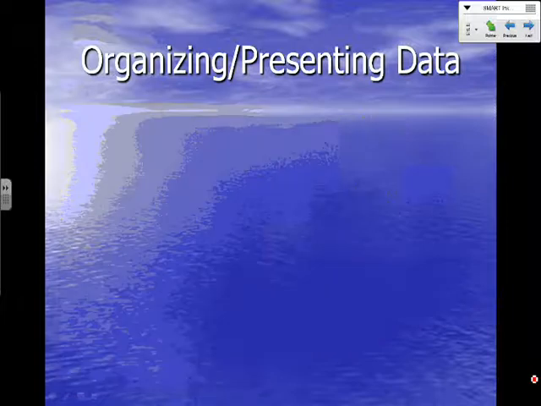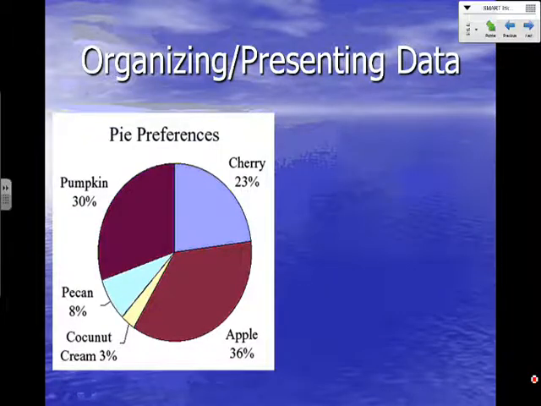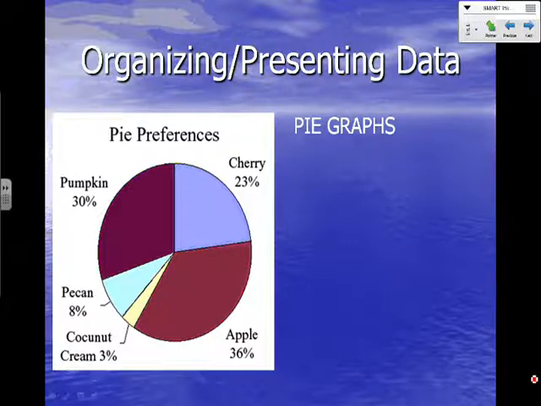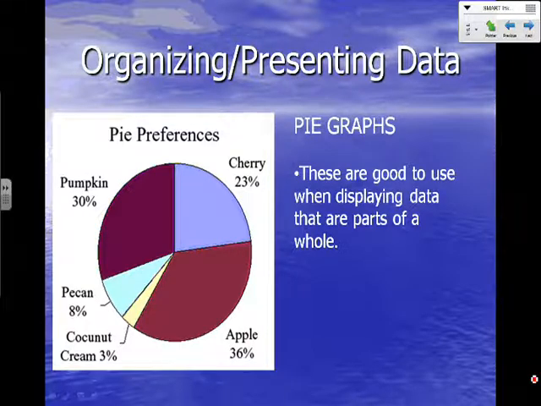Now let's look at our last graph. It's called the circle graph, and this is an example. This picture is an example for you. Now, or you can call it a pie graph. A pie graph is used when you're displaying data that's parts of a whole.